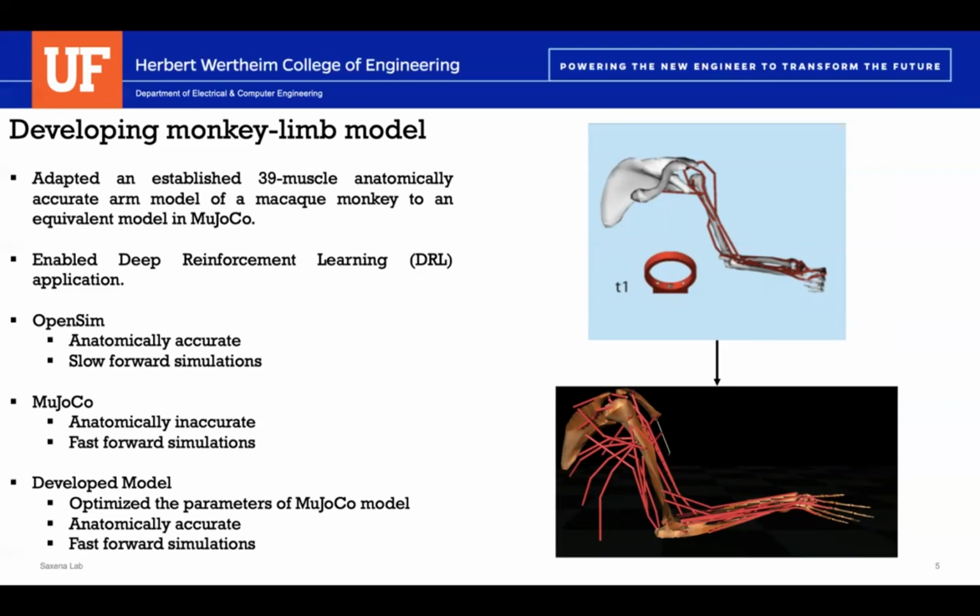Therefore, we first optimized the parameters of the MuJoCo model to get physically and physiologically accurate movements. To be specific, we optimized the parameters of the MuJoCo model so that the same input results in the same forward simulation trajectories in both OpenSim and MuJoCo. The resulting model in MuJoCo was anatomically accurate and produced fast forward simulations.